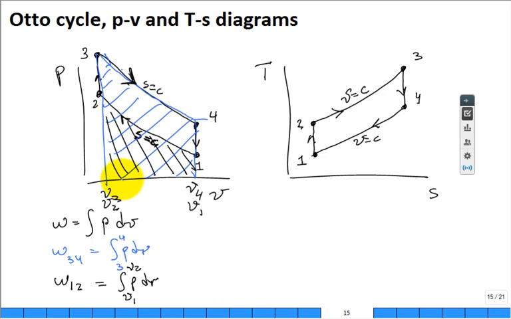So when I do W net, that's the sum of the two works. The other two were 0 because of constant volume going from 2 to 3 and 4 to 1. And guess what? That's this. Isn't that the visual image of the net work for the cycle? It's the area enclosed on a PV diagram.